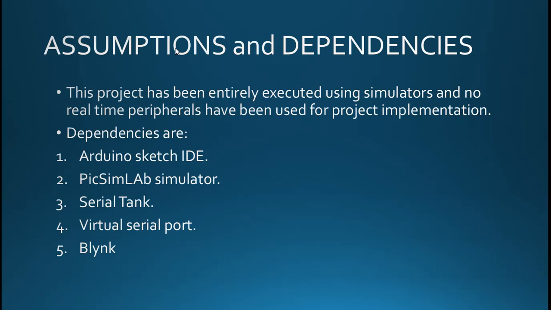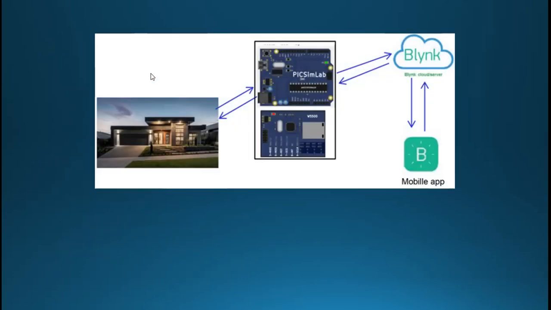Virtual Serial Port is used to generate virtual serial ports like COM1, COM2 pairs which are then connected. The simulator is at one end of the COM, and the serial tank is at the other end of the COM. The Blynk IoT app is used to operate the peripherals wirelessly. So this is a pictorial representation of the project implementation.